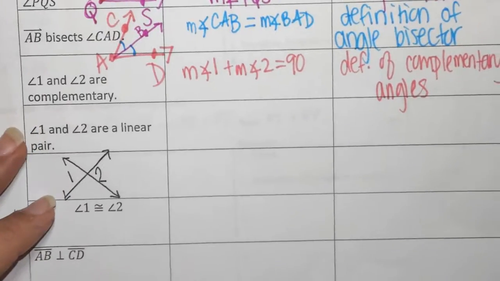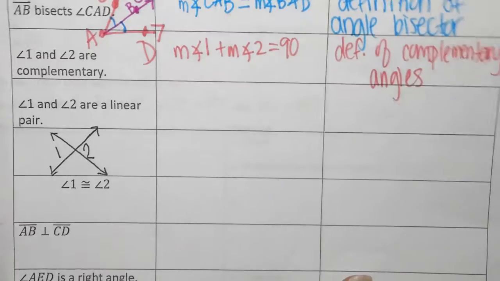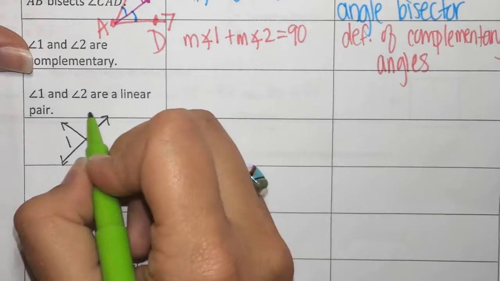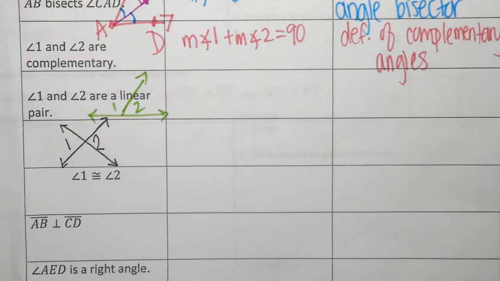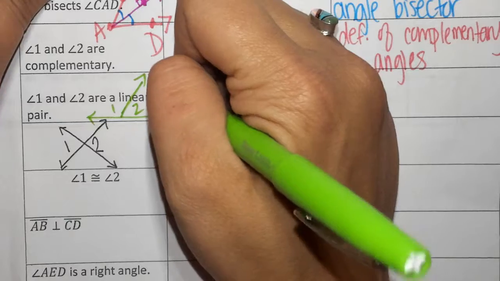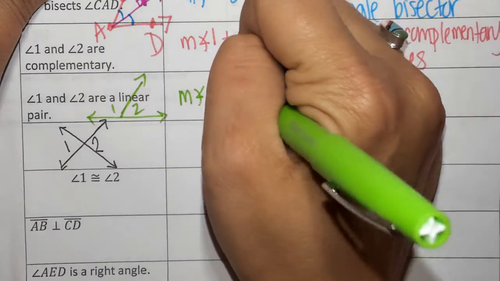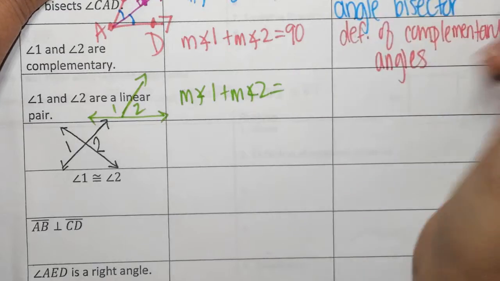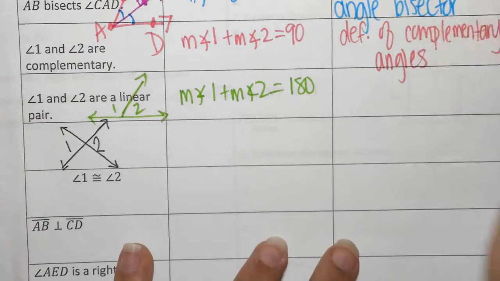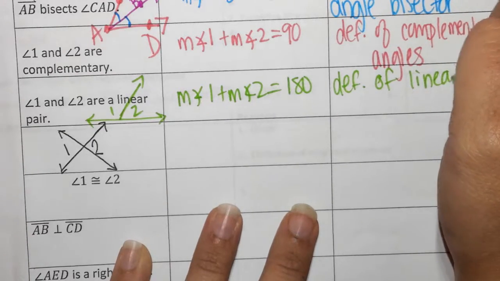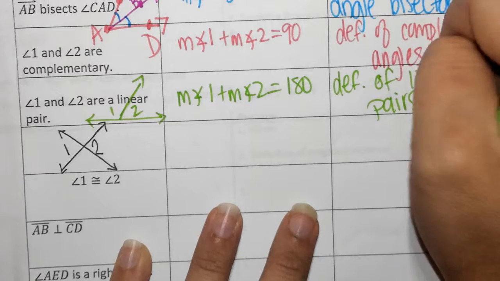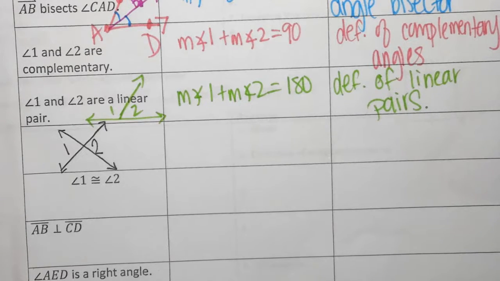Okay. Linear pair. What does that mean if they're a linear pair? They add up to 180 and they make a line. So it would look like this, angle 1, angle 2. And we would say that the measure of angle 1 plus the measure of angle 2 equals 180. Definition of linear pairs. We're almost done and we can start our proof. And if we get it done, then you won't have any homework.